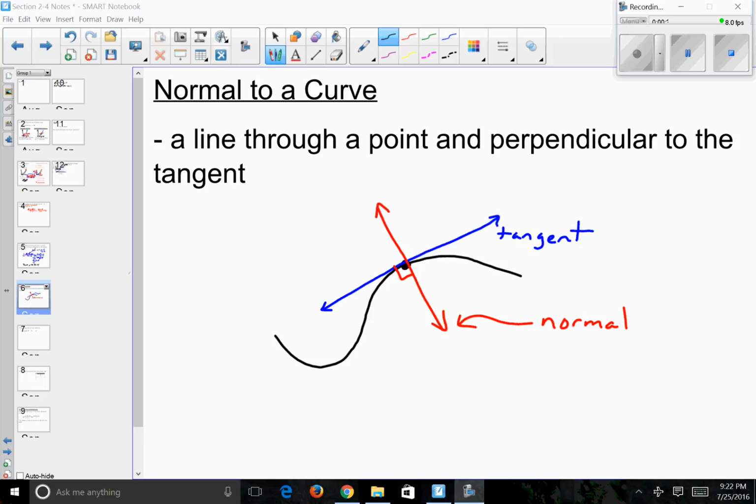A third type of line that we look at is what's called a normal, and a normal is like a tangent line in that it goes through 1 point on a curve, but it's perpendicular to the tangent line, meaning that its slope will be an opposite reciprocal of the slope of the tangent.